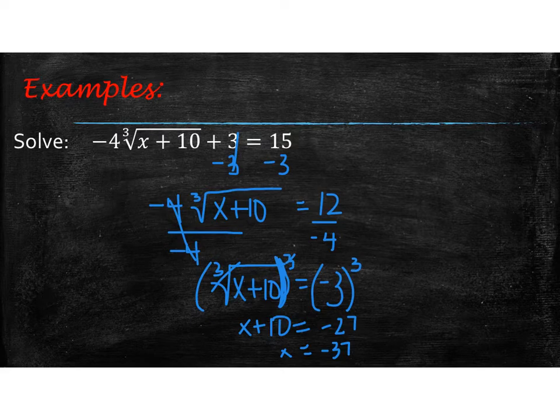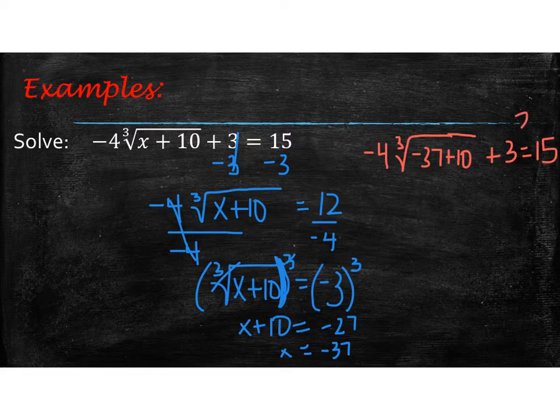Plug that back into the original equation just to make sure that it works. So you'd have -4 times the cube root of -37 plus 10, plus 3, and see if that equals 15. Well, -37 plus 10 is -27. The cube root of -27 is -3. So then you'd have -3 times -4, which is +12, plus 3, and that does in fact equal 15. So that is a good answer.